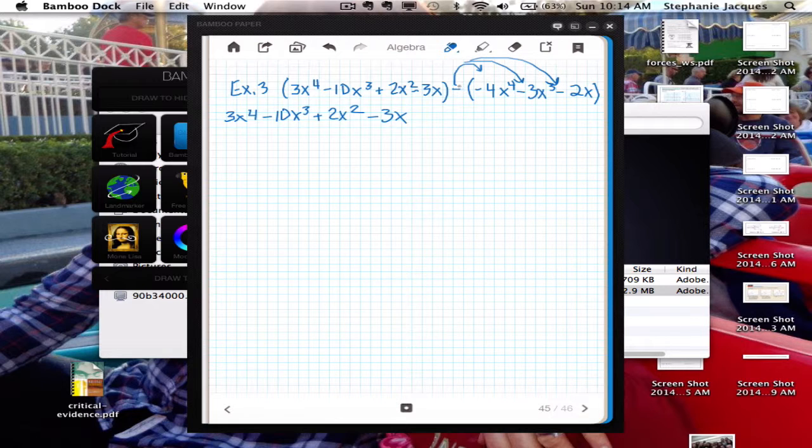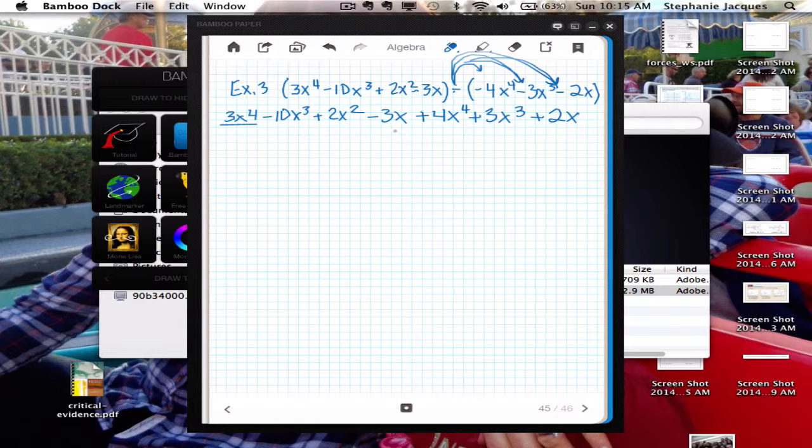And remember that subtraction means the opposite. So a negative and a negative become a positive. So I have a positive 4x. And once I do this, the parentheses just drop. And now I'm going to go to my next one. I have a negative 3x to the third. It becomes a positive 3x to the third. And then I'm going to go to my next one. A negative 2x becomes a positive 2x. Now I just look for my like terms.